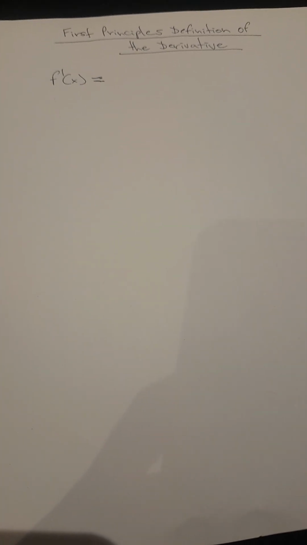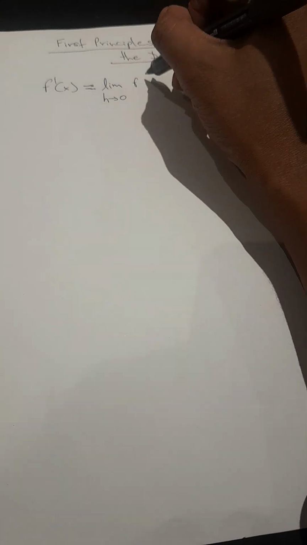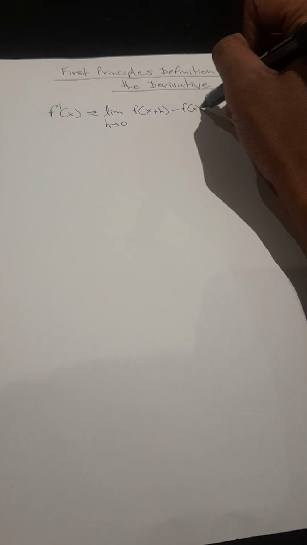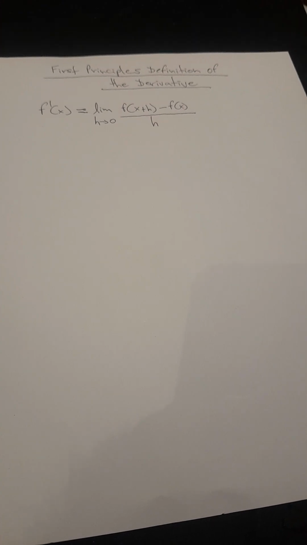So first off, the derivative of a function f of x is a new function f prime of x. It is defined as f prime of x equals the limit as h approaches 0 of f of x plus h minus f of x, divided by h. Okay, and this is if the limit exists.